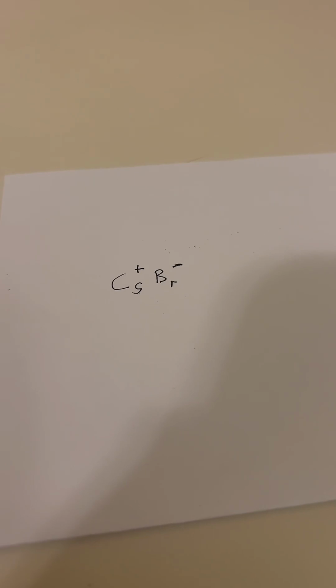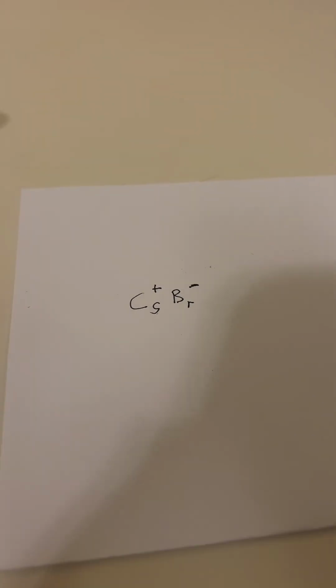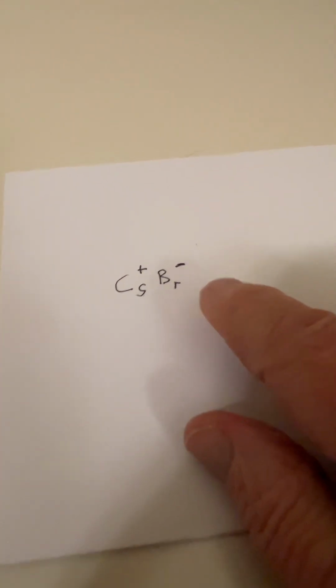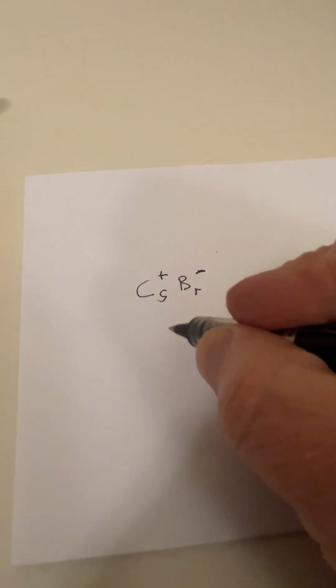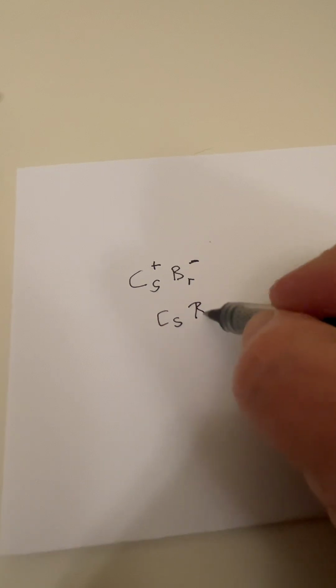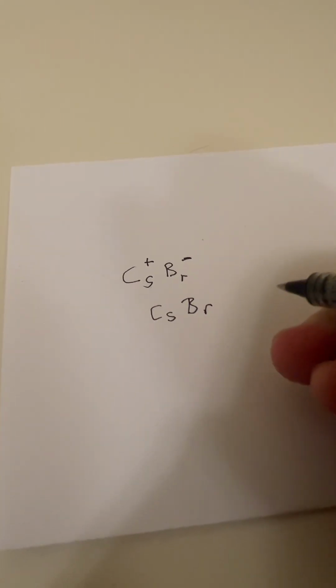So let's say that you want to make cesium bromide. Okay? Look at this. So let's say we're going to make cesium bromide, like I said. Okay, so cesium is +1, bromide is -1. Now, we would write it, though, without the plus and minus. We would write CsBr, right?